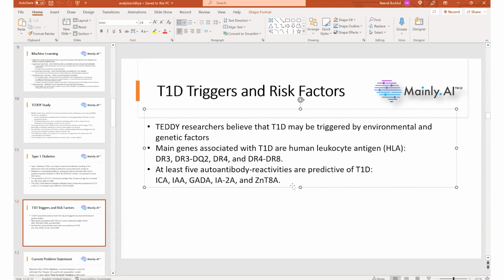And these are the antibodies. At each child visit for the collection of data points, they perform one test to check whether a particular antibody is present in the blood or not. The antibodies are ICA, IAA, GADA, and zinc antibody. These are the triggering points for T1D. If an antibody is present in the blood, that person is definitely at higher risk of having diabetes. So these are all factors related to T1D.